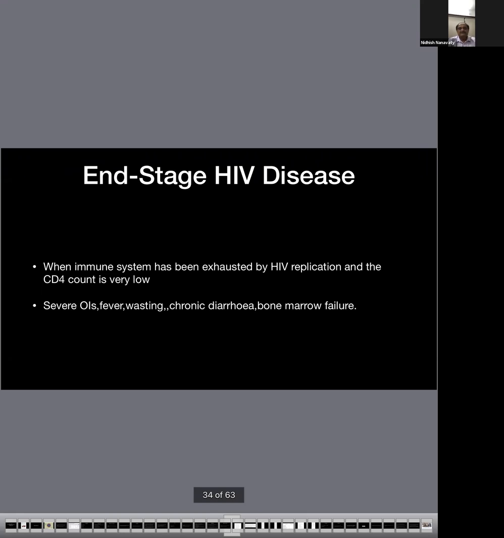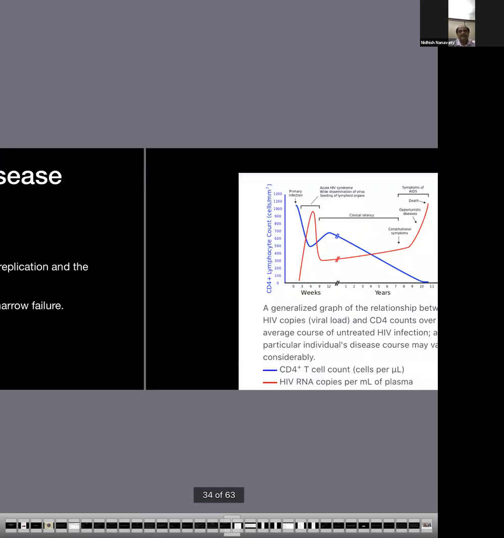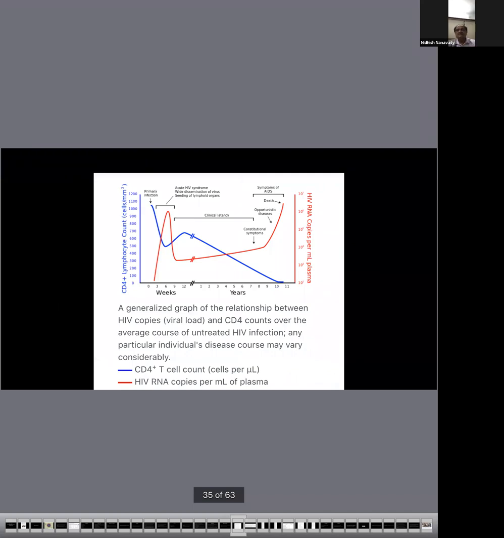In end-stage HIV disease, when the immune system has been exhausted by HIV replication and CD4 count is very low, severe opportunistic infection, fever, wasting, chronic diarrhea, and bone marrow failure are the presenting symptoms. This is the graph which shows the relationship between viral load and CD4 count in an average course of untreated HIV infection, and it is very evident that the viral load and CD4 counts are inversely related in severity.